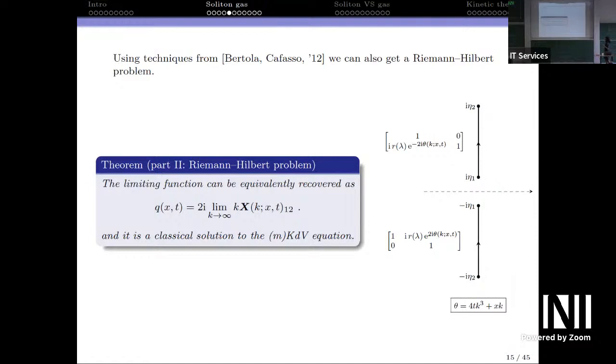And the solution of the mKdV equation, this soliton gas solution, can still be recovered using the usual formula that we saw for the finite n solution. And this is a classical solution. So once we assume that R is analytic, then this Q is actually a classical solution to the mKdV equation. So it's continuous, it has derivatives, and so on.